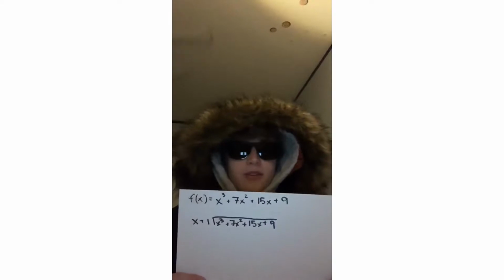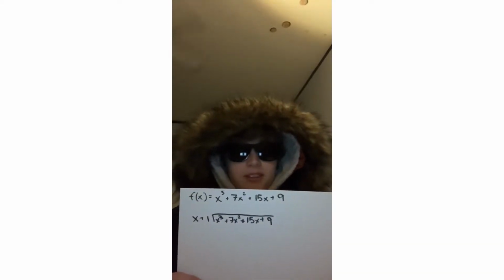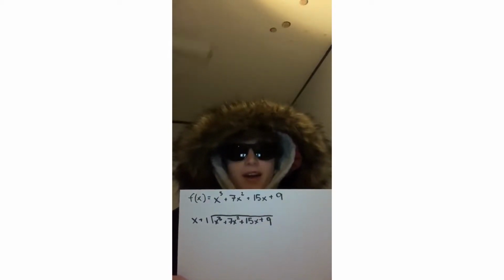Alright, so today I'm going to be showing you how to divide the polynomial x cubed plus 7x squared plus 15x plus 9 by x plus 1 using long division. So first what you're going to want to do is figure out what you multiply x by to get x cubed, and that would be x squared. So we write x squared, and then we multiply x squared by x. We subtract x cubed, and then we multiply the plus 1 by x squared to get plus x squared.